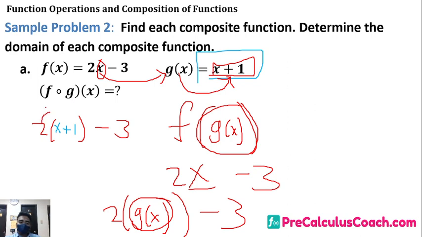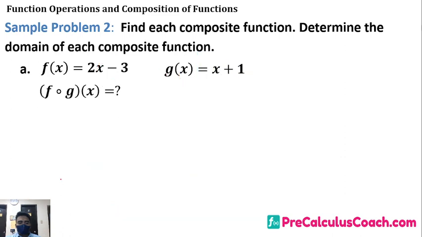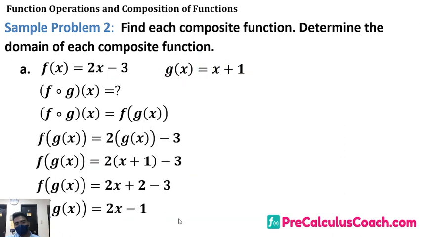So with that, let's distribute the 2 to the binomial. 2 times x is 2x, and 2 times 1 is simply 2, minus 3. And 2 minus 3 is simply negative 1, so the answer is 2x minus 1. So in a neat manner, this is the computation. Okay, right?